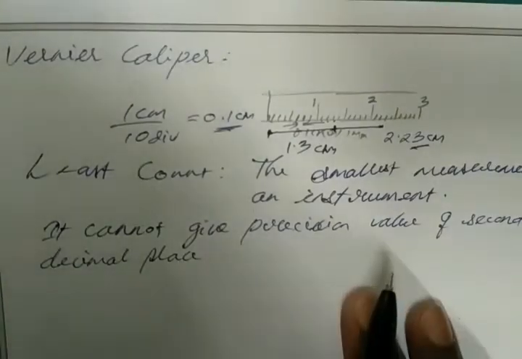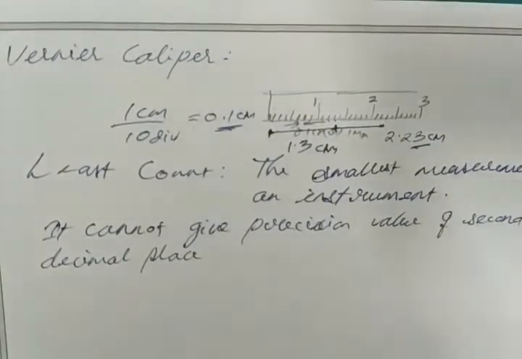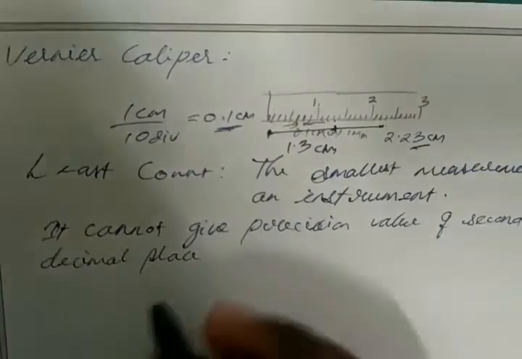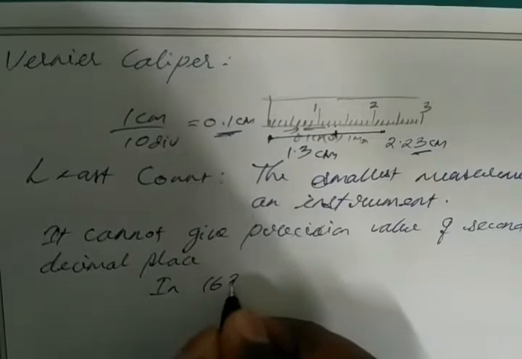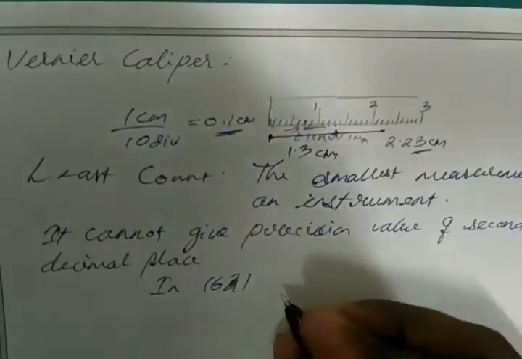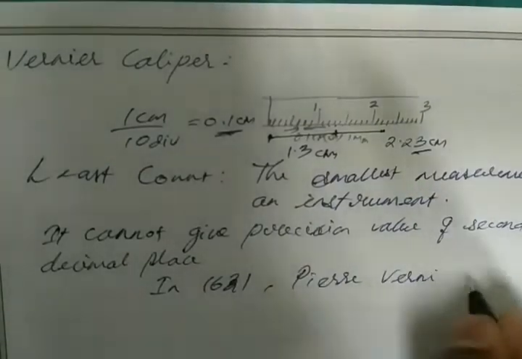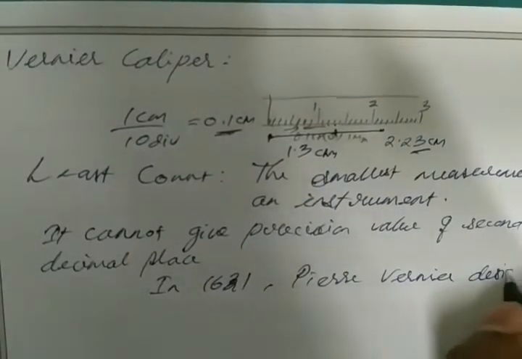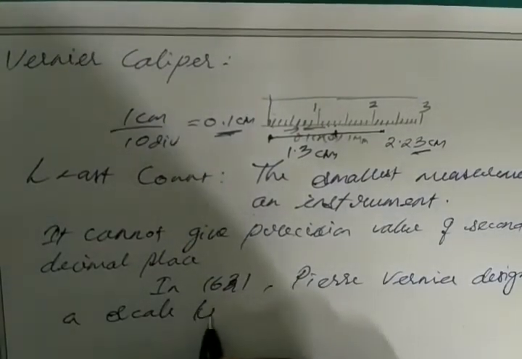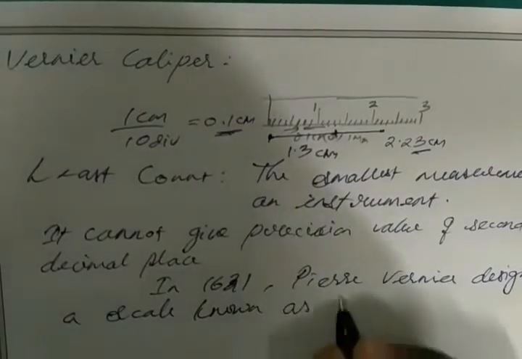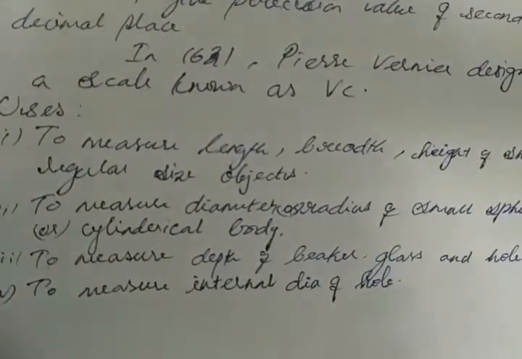To overcome this error, we use the vernier caliper. Okay, so in 1631, Pierre Vernier designed a scale known as the vernier caliper. These are the uses of the vernier caliper.